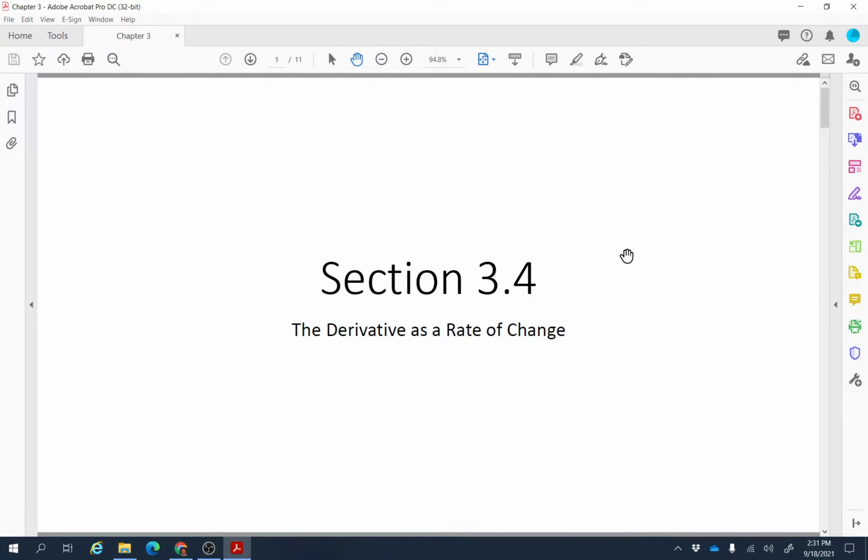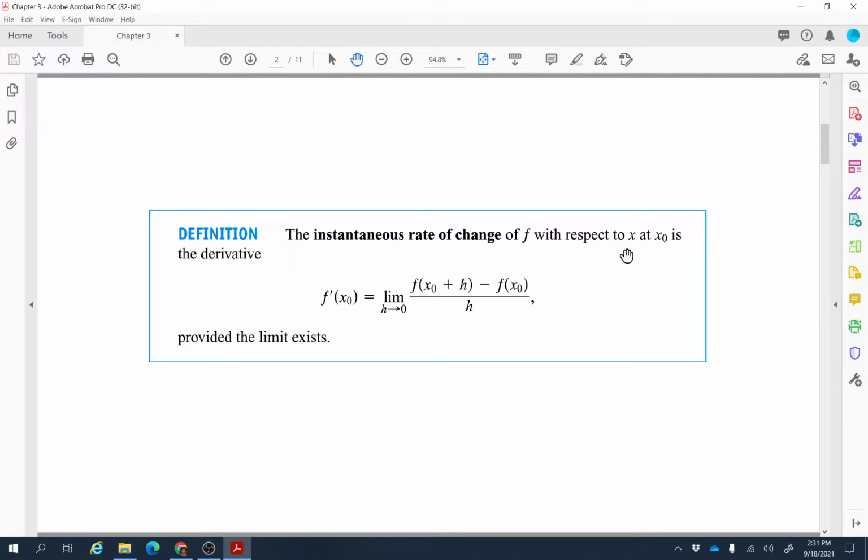Section 3.4, it's the derivative as a rate of change. In this section, we're going to see different examples where we find the derivative for different kinds of functions, and then we see that that's actually the rate of change of that function.